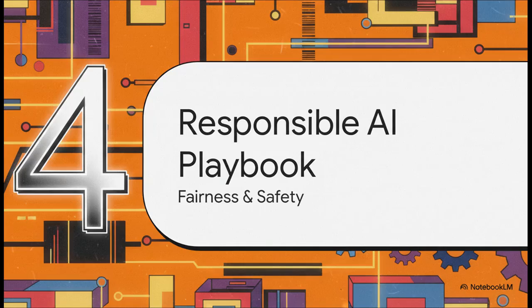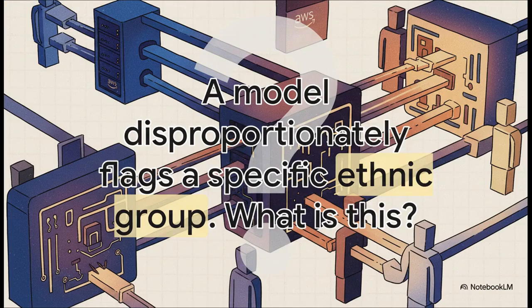This brings us to our final and, you could argue, most important section: using AI responsibly. It's one thing to build these powerful models. It's a whole other thing to make sure they're fair, safe, and secure. This is a massive focus on the AWS exam, and for very, very good reason. Let's just look at this example. This isn't some theoretical problem. This is a real-world failure with serious human consequences.